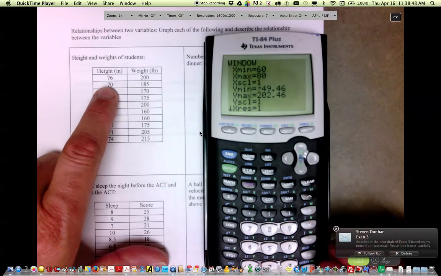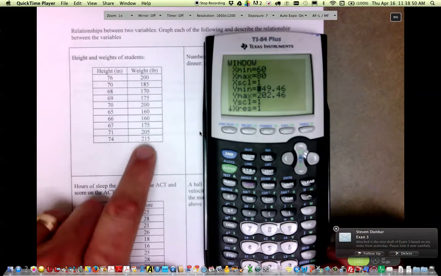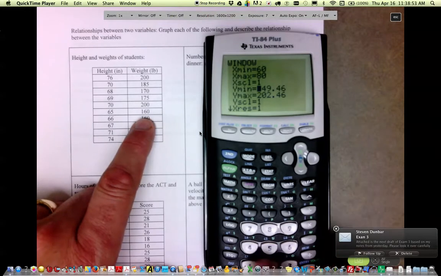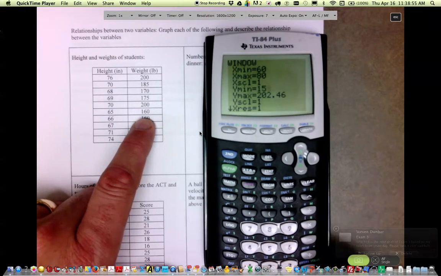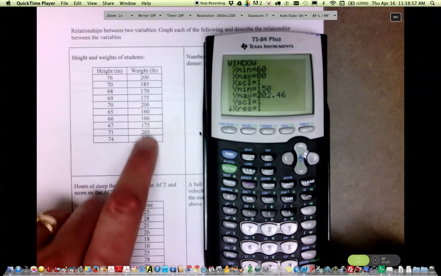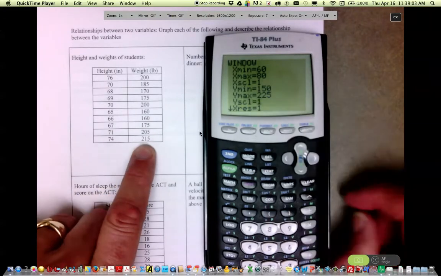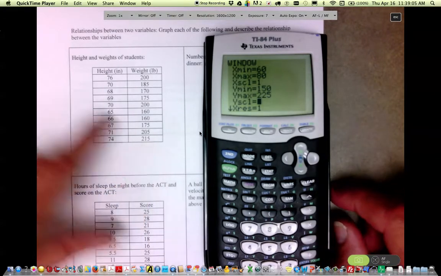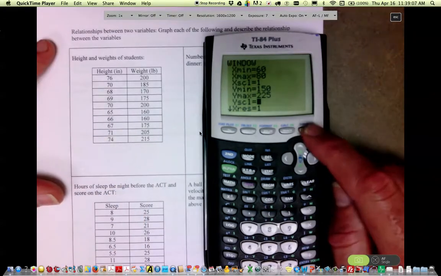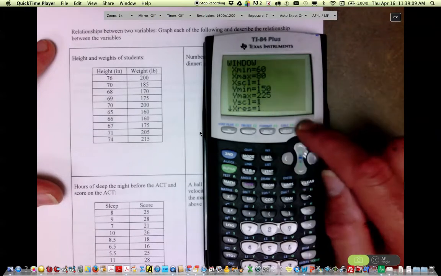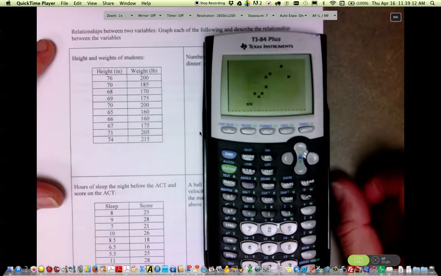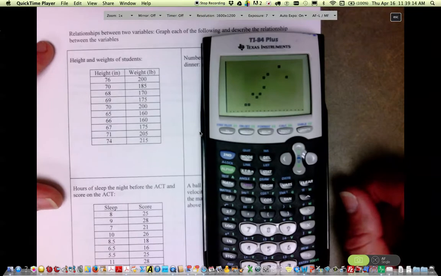And then for my y min, my lightest kid here is 160 pounds. So I'm going to say let's start at 150 then. And my biggest kid is 215, so maybe go to 225. Right, and again, the y scale there doesn't make any difference what we put in there. It's just going to put marks along the vertical axis. Alright, then once I get all that set up, I can just hit the graph button. Okay, and I see this kind of a picture.